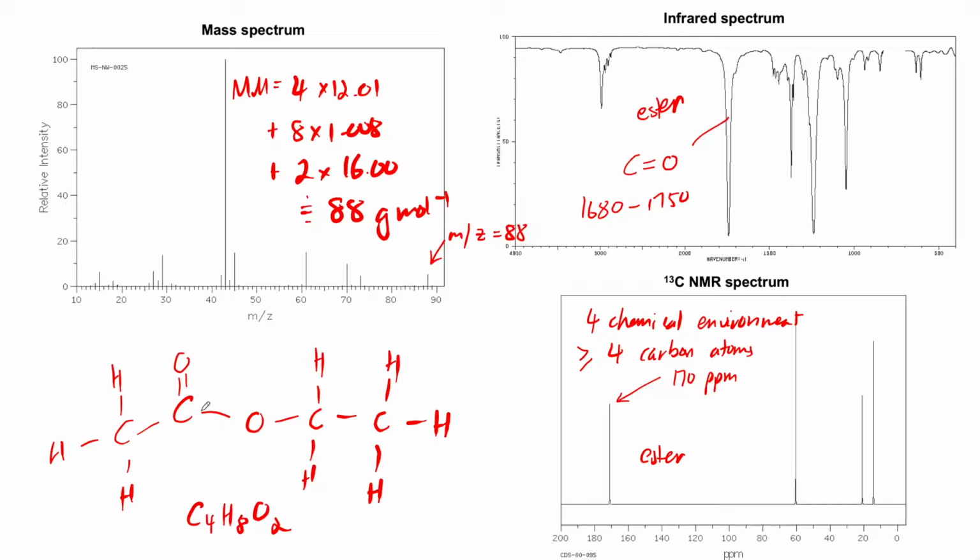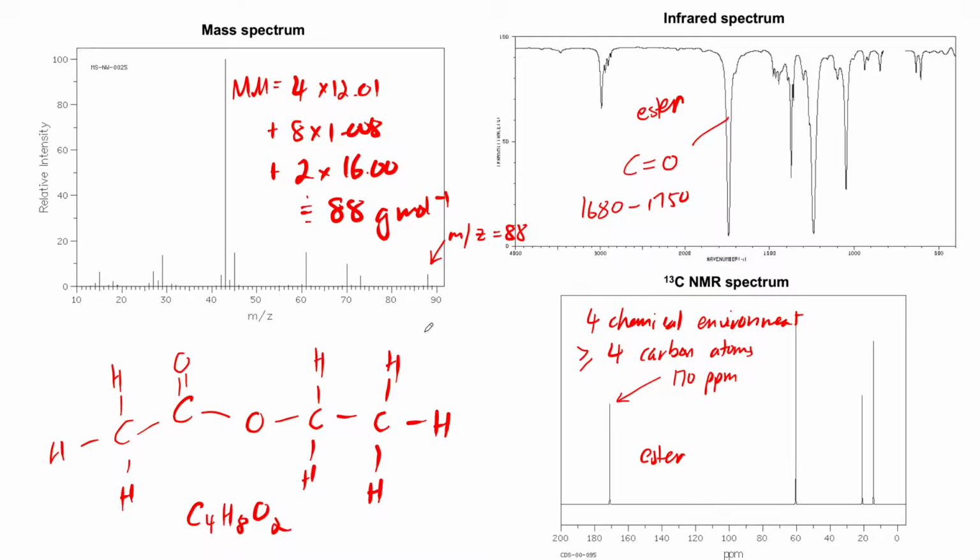Does that mean we have found the answer? Unfortunately not, because this is not the only ester molecule with this molecular formula. There are a couple of other ester molecules with 4 carbons as well. At the moment, we've exhausted all the information provided by the 3 spectra we've analysed so far.